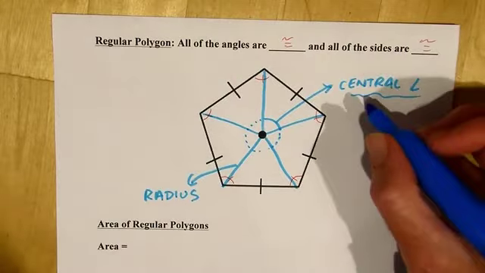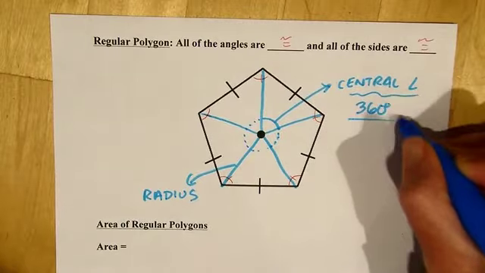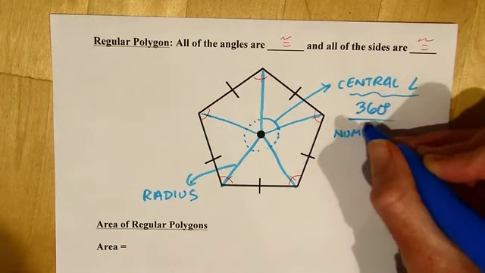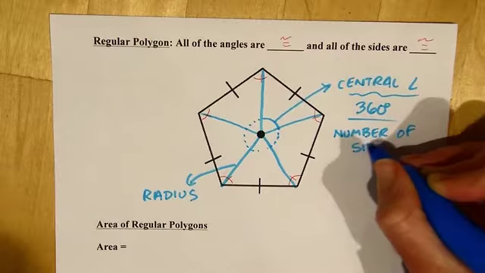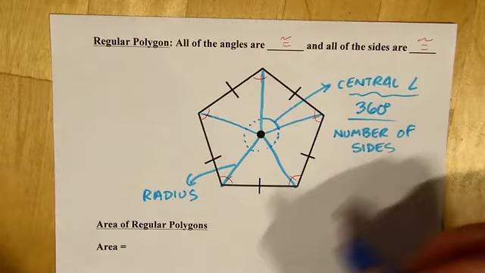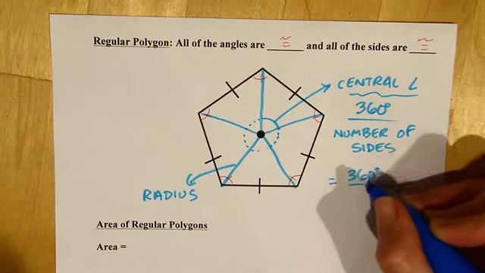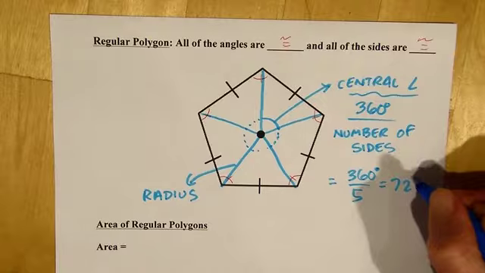So the central angle is always going to be 360 degrees divided by the number of sides. Okay, so in this case, my central angle is going to be 360 divided by 5, and that's going to come out to exactly 72 degrees. Okay.